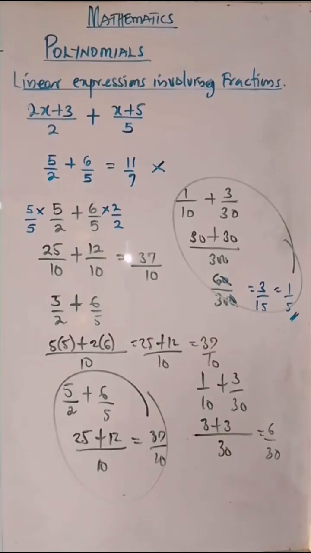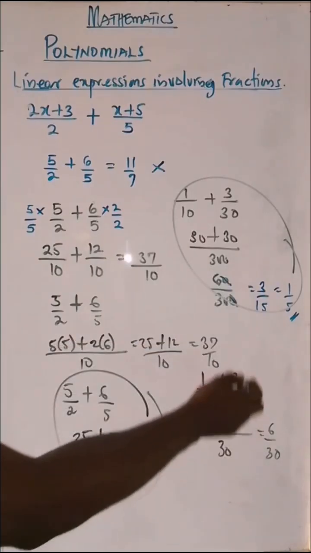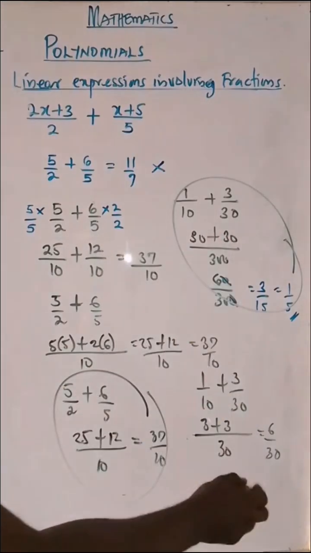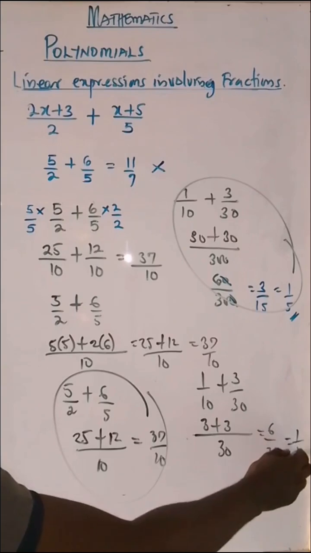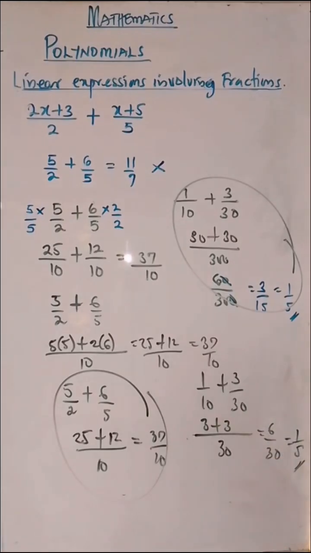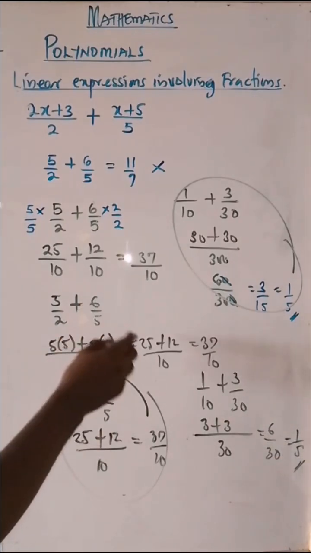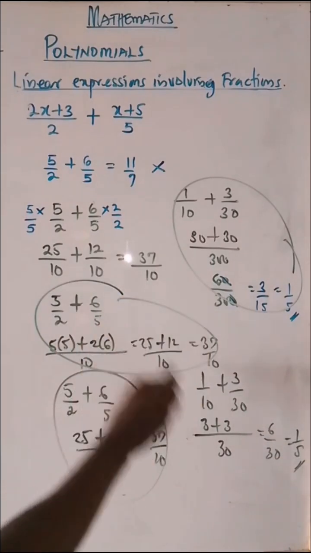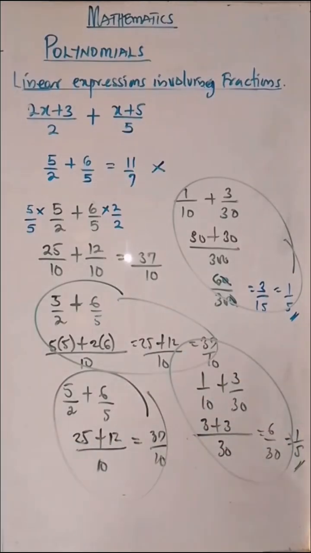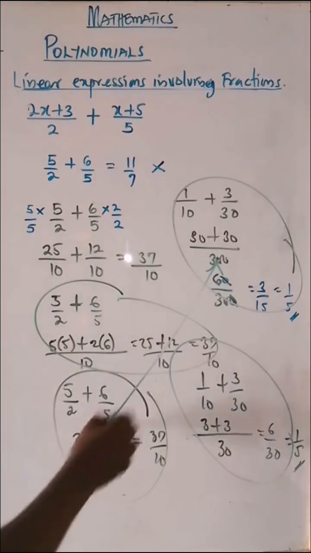Well, the only difference is that unlike this one, here, we are going to cut from here, not from the beginning. So if you do this, you can get 1 over 5. So this method here and this are the same.